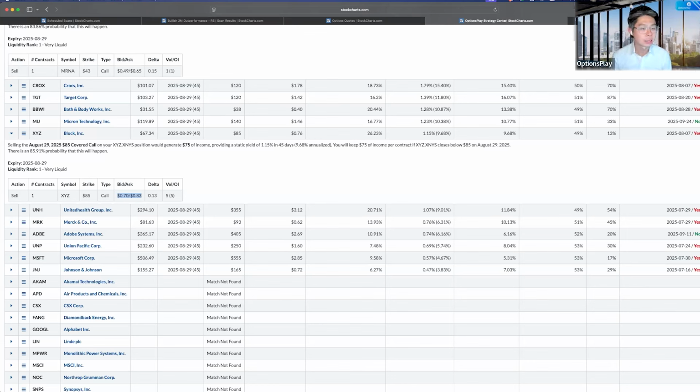Can this be used for TSX stocks? Currently, the answer is no, but we are looking at potentially adding Canadian stocks in the future.